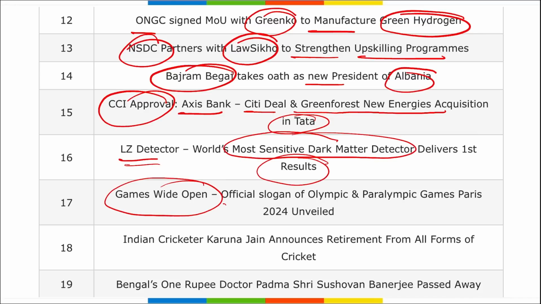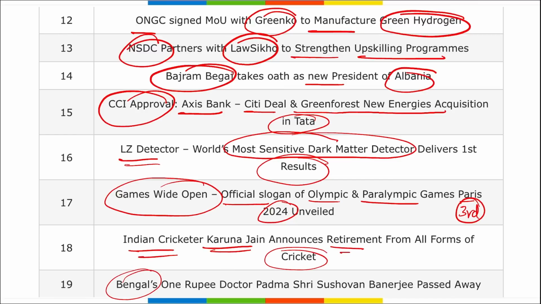Games Wide Open is the official slogan of the Olympic and Paralympic Games of Paris 2024, and this is the third time that the Olympic Games will be hosted by Paris. Indian cricketer Karuna Jain announced retirement from all forms of cricket. Bengal's 1 rupee doctor, Padma Shri Dr. Sushovan Banerjee has recently passed away, and he was from West Bengal.